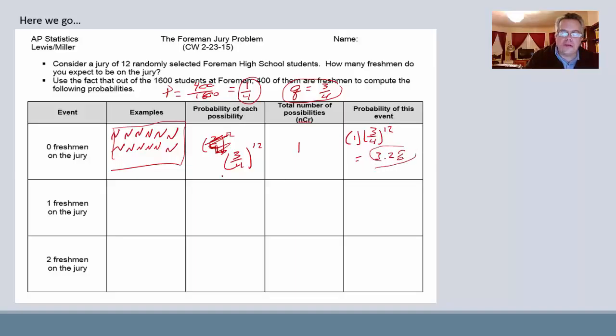In each row, you're going to write these things: an example, the probability of each possibility, the number of possibilities, and the final probability. Maybe put a circle or a box around the final answer.